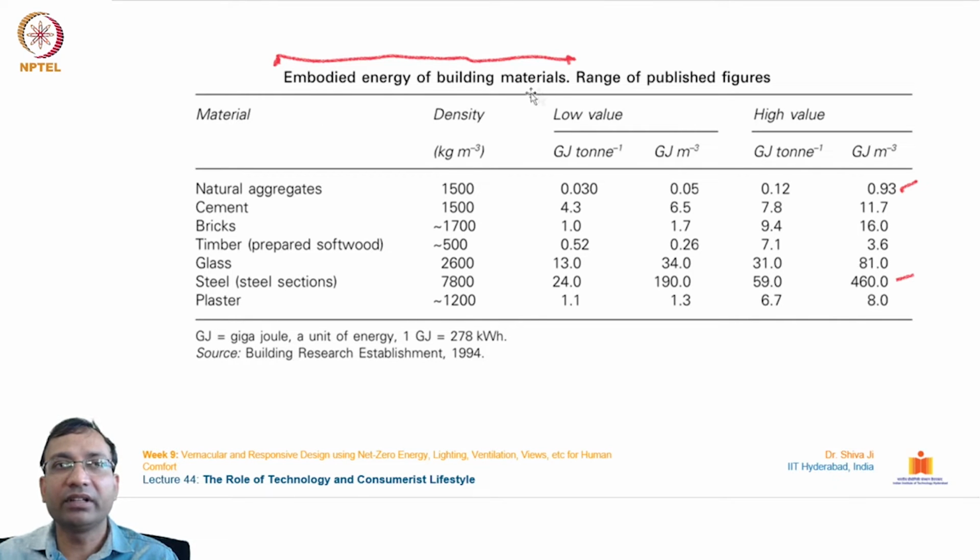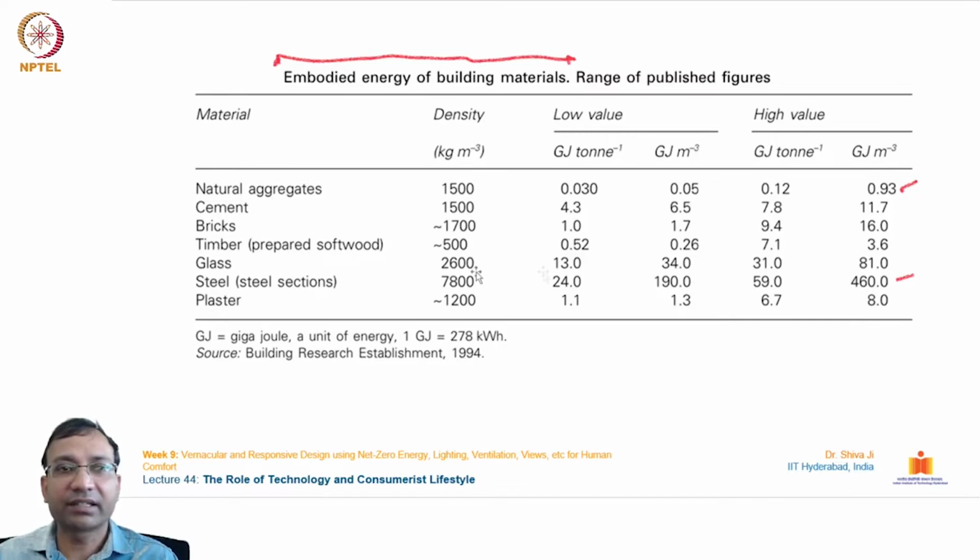If you see, this is the embodied energy consumed by different materials. The very natural materials, the natural aggregates, utilize the lowest, less than 1 gigajoule per cubic meter. The cement and the bricks use 11.7 to 16 gigajoule per cubic meter, and the timber takes only 3.6.